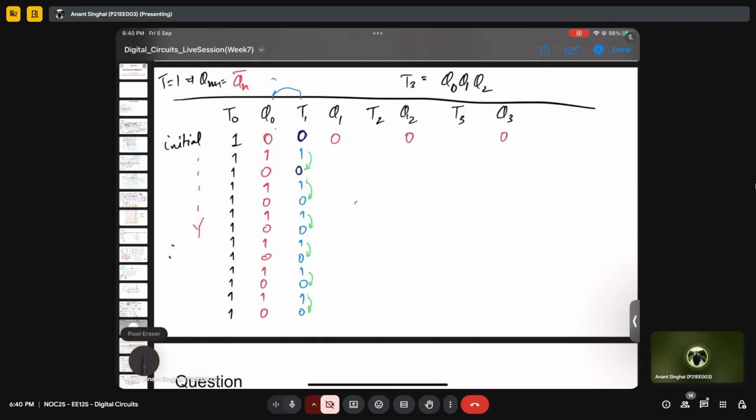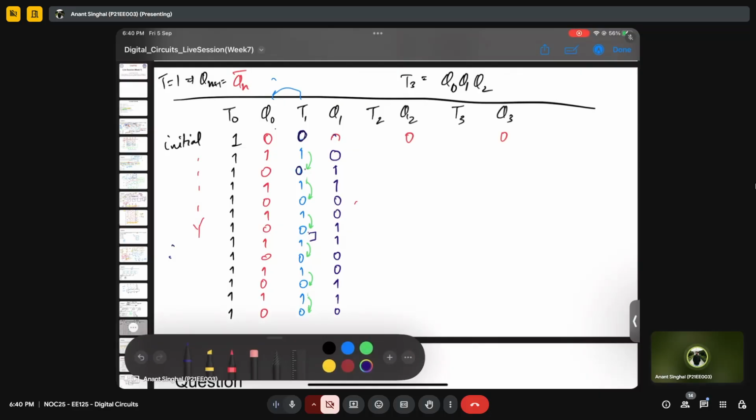So at 0 to 1 there will be no change, which is 0. Then at every 1 to 0 there will be a toggle, that means it will become 1. At 0 to 1 it will remain the same, then at 1 to 0 it will again toggle. At 0 to 1 it will remain the same, then at 1 to 0 it will again toggle, and so on. Is the Q1 clear to everyone?